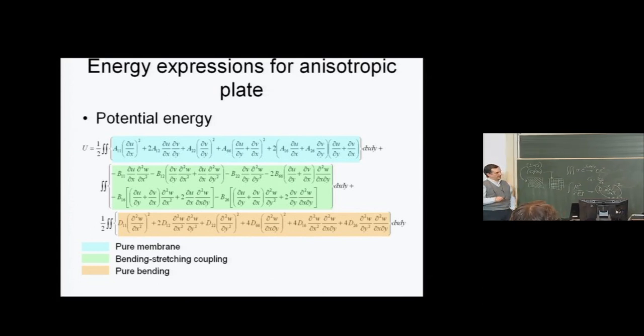Membrane energy, so energy stored in extension, in-plane shearing or contraction of the plate. Bending energy, stored in bending in any direction or twisting. And then the coupling, which is the green mess in the middle, which involves the B matrix. That's the one where you actually combine now in-plane displacements, U and V, with out-of-plane displacement W.